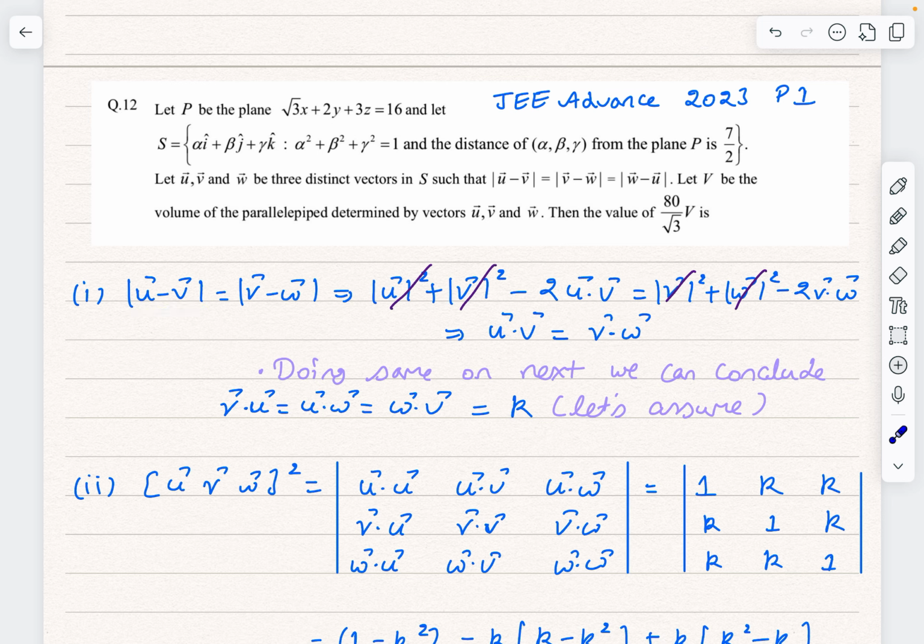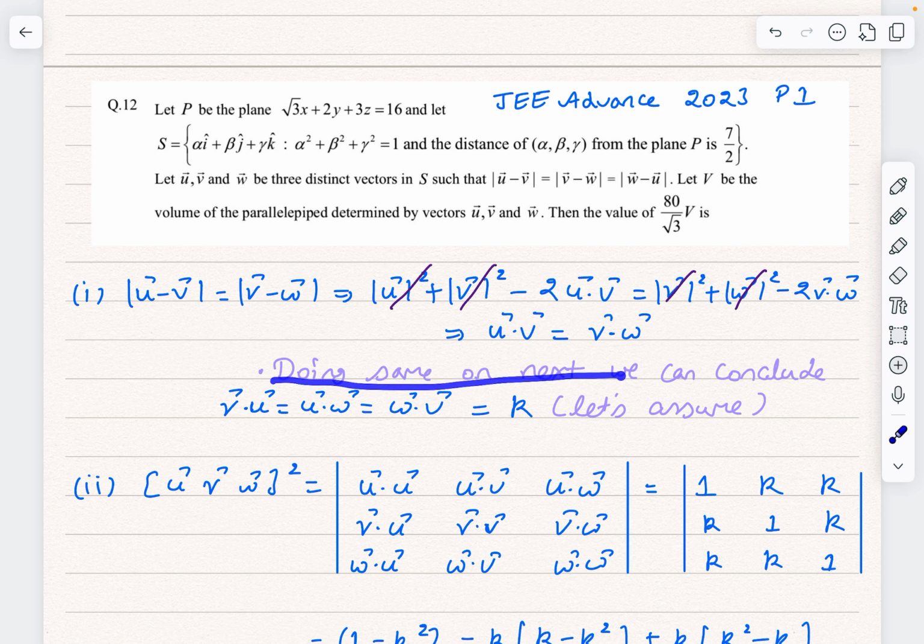take square both sides, mod u minus v square we can write as mod u square plus mod v square minus 2 u dot v. Similarly, mod v minus w square will be mod v square plus mod w square minus 2 v dot w. Now, mod u, mod v, mod w, all of them are 1 because they all are unit vectors. So this and this, all this get cancelled out. Minus also will get cancelled out. 2 also get cancelled out. We get u dot v equal to v dot w.